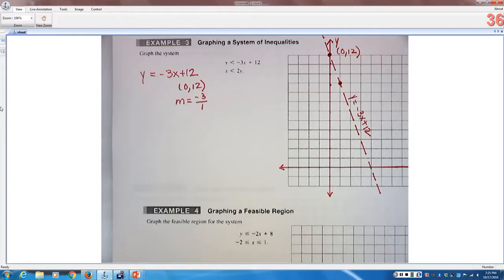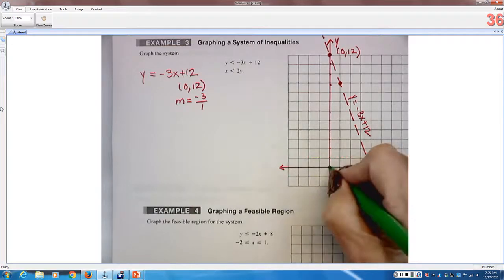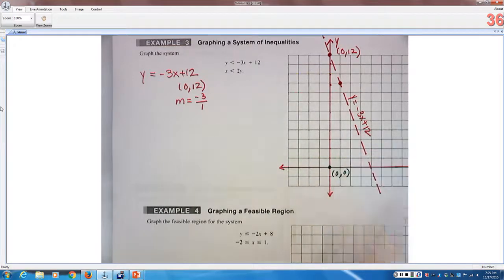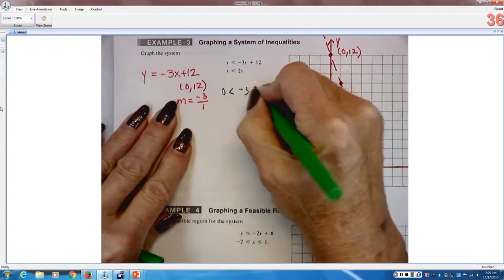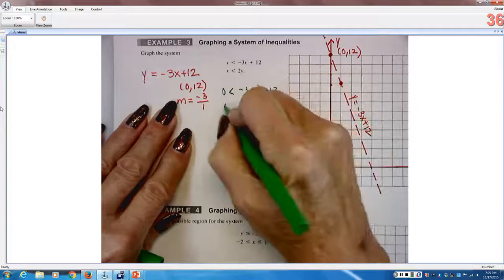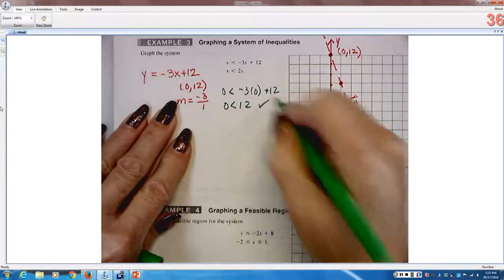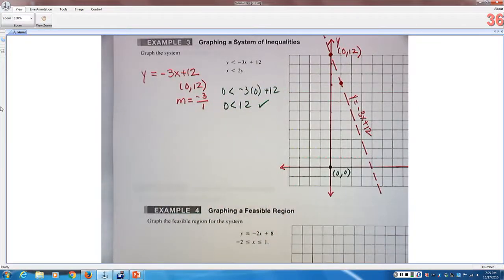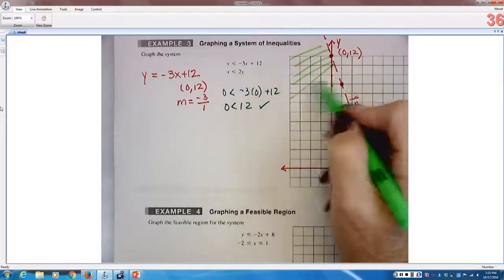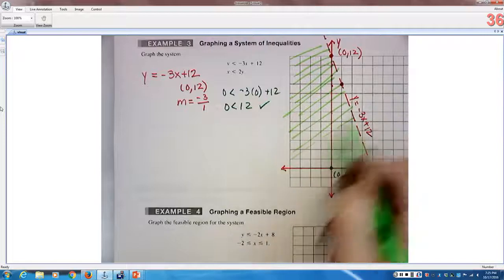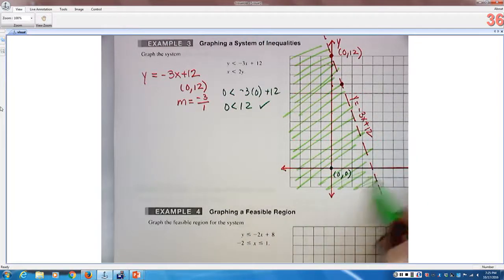We're going to test the point 0, 0 because it's not on the line. And that tells us 0 is less than negative 3 times 0 plus 12, which means 0 is less than 12, and that's true. So we're going to shade this way. So there's the first one. And then we'll move on to the second one.